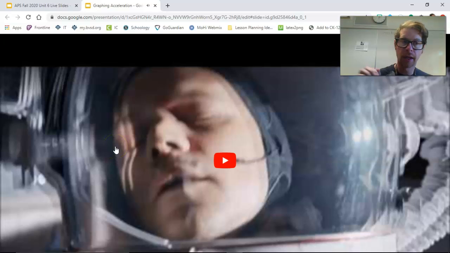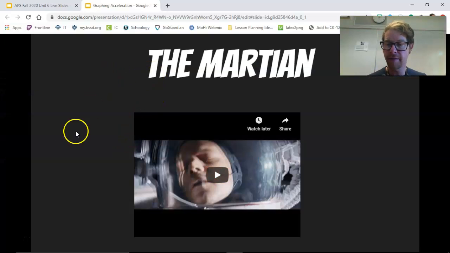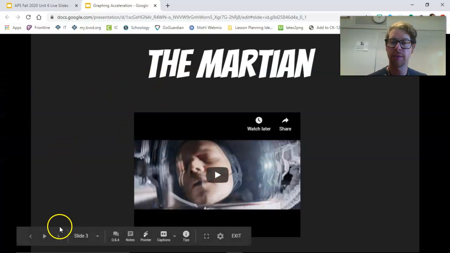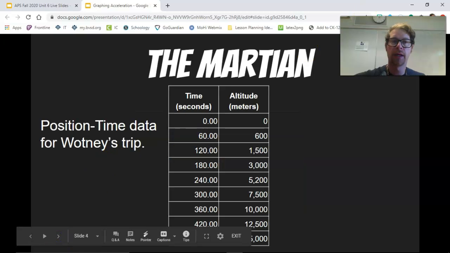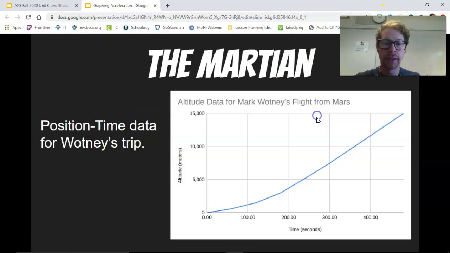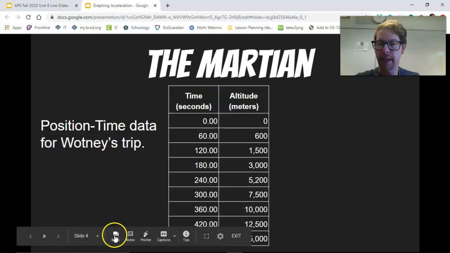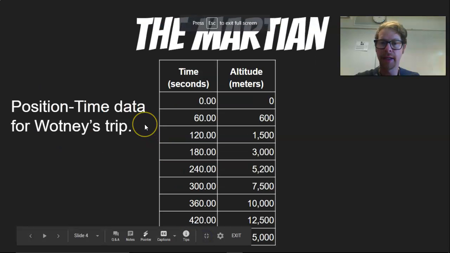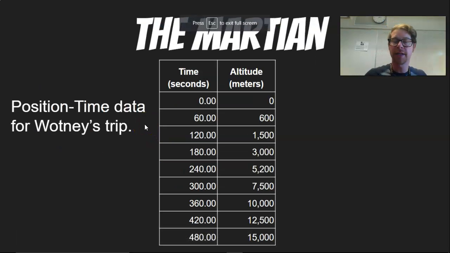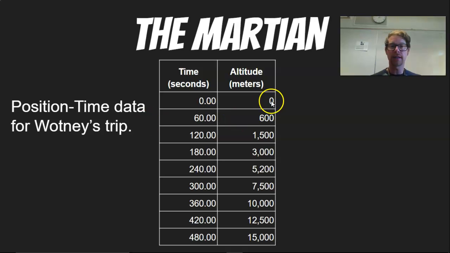Okay, so that was him taking off from the surface of Mars, and that is what we're going to explore in this video. Here's some data on his trip from the surface. This is position-time data. Remember, not the same as distance-time data. We're not necessarily interested in the distance that he covered so much as the position he is away from the start. So the start is at an altitude of 0, right?